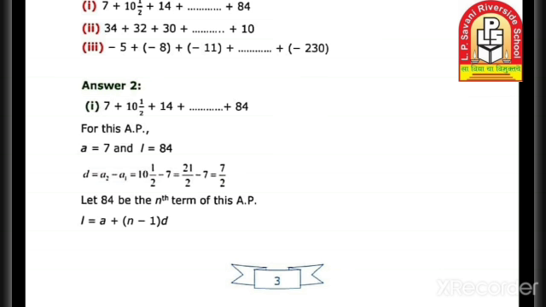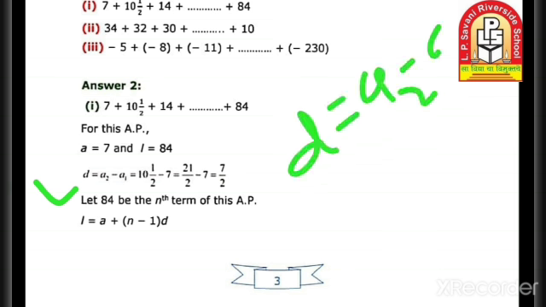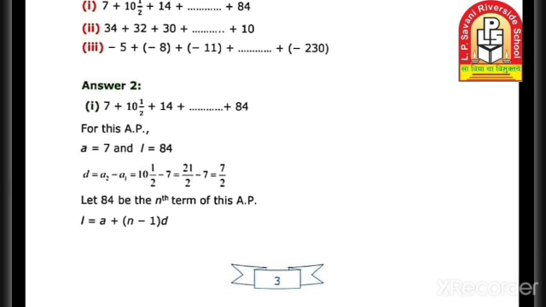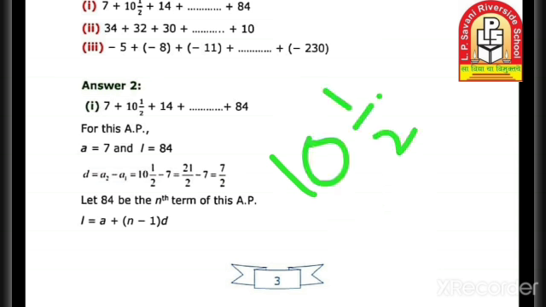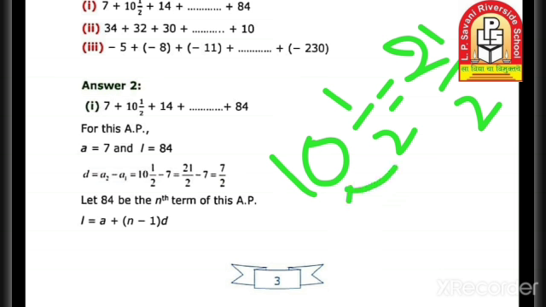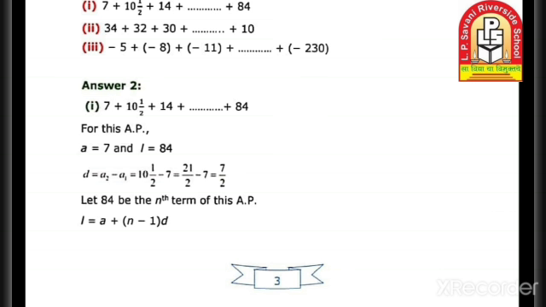Then after, we have to find the common difference. d is equal to a2 minus a1. So a2 is equal to 10 1/2, minus 7. Here 10 1/2 is 21 upon 2, because 2 multiplied by 10 is 20, and 20 plus 1 is 21. So 21 upon 2 minus 7, that is 7 by 2.